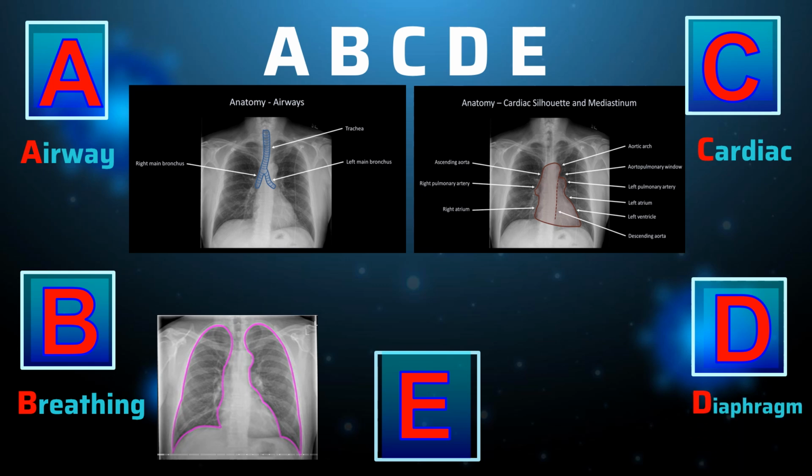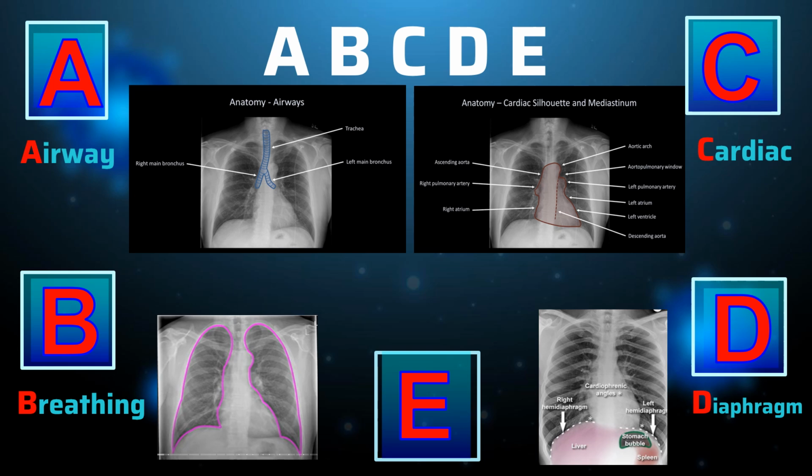And D will address the appearance of the diaphragm. Finally, E will address evaluating the rest of the structures, everything else: bones, soft tissue, lines, and tube placements. There are several variations of evaluating chest X-rays, but this method will ensure that important findings are not missed.